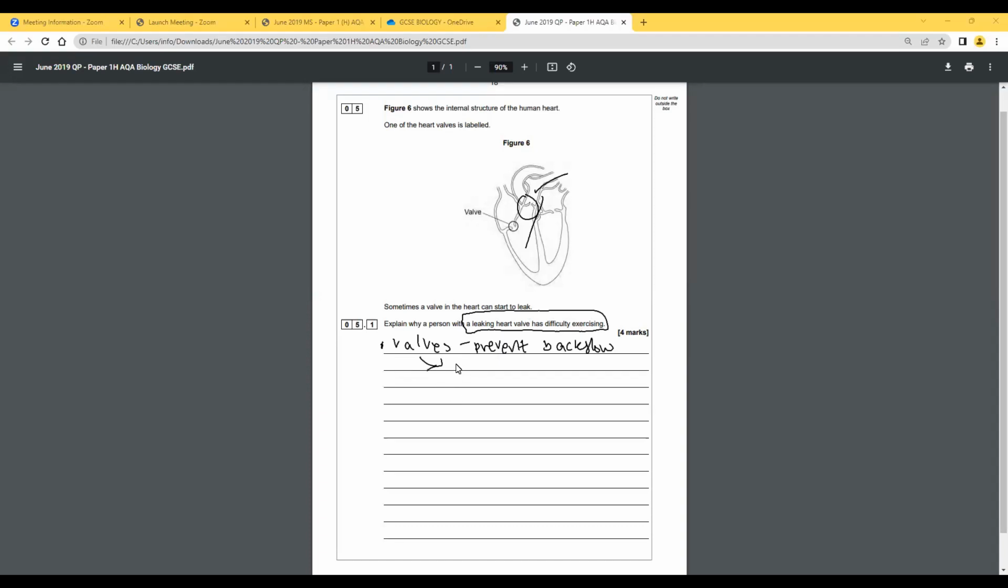Well, that means that backflow would occur. And if backflow occurs, which is just the blood flowing back into the ventricle, then that means less blood overall is going to be leaving the heart, isn't it? So less blood leaves the heart, or you can even say there's less blood pressure or something like that. But essentially the main thing is that less blood is leaving the heart, and specifically say via the artery.